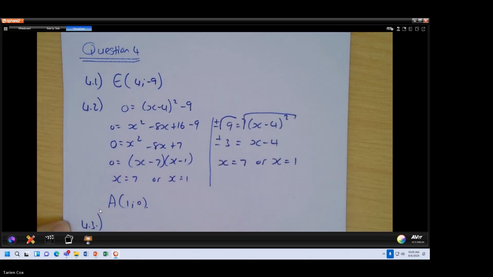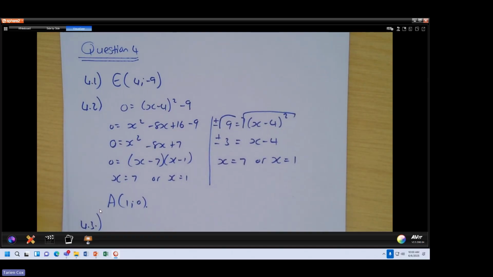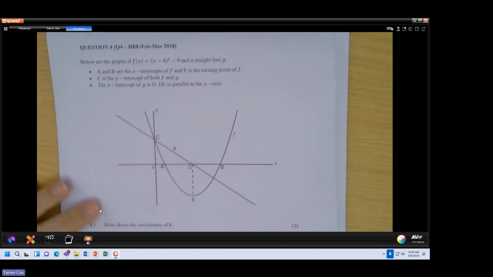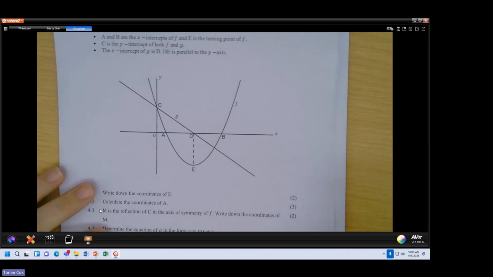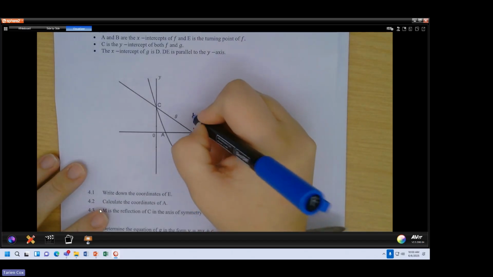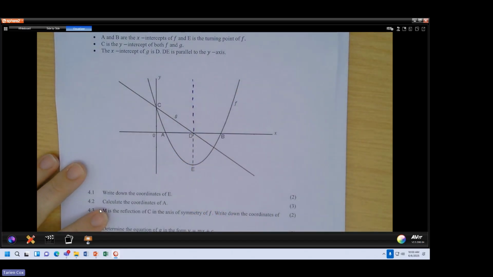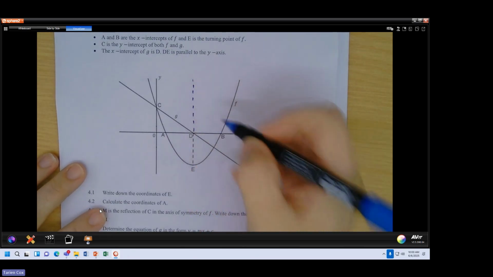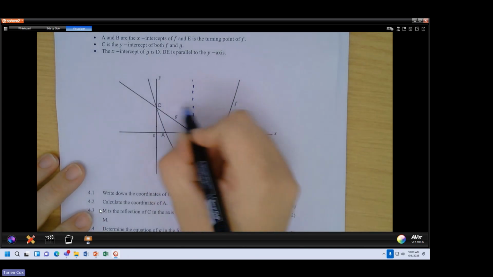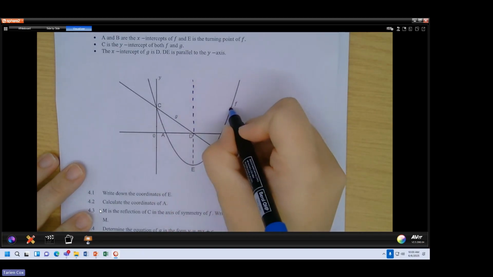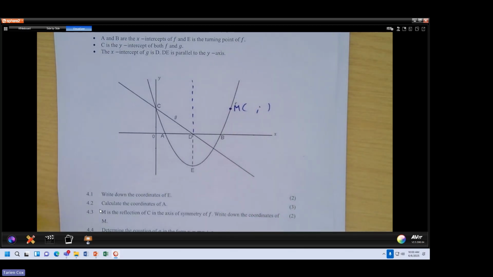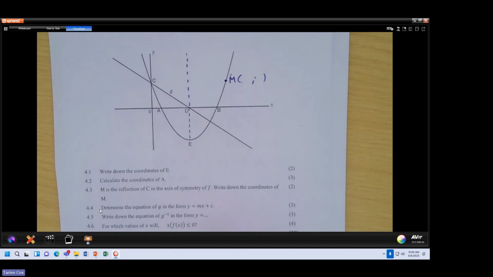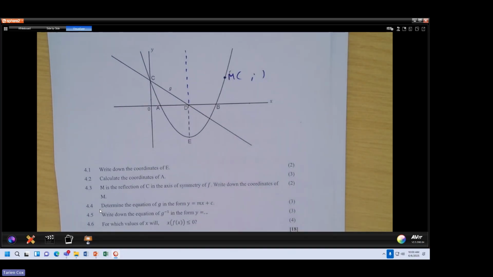4.3. They ask you, M is the reflection of C, and I want to show you the picture of that. M is the reflection of C in the axis of symmetry. So very importantly, we don't see the full axis of symmetry, but it is there, right? There is my axis of symmetry. And since M is a reflection of C in the axis of symmetry, then it will lie somewhere around about here. So there's the point M. And we want the coordinates, and they specifically said write down. So it's important that you know when they say write down, it's something that you can see with inspection. You can just write down the answer.